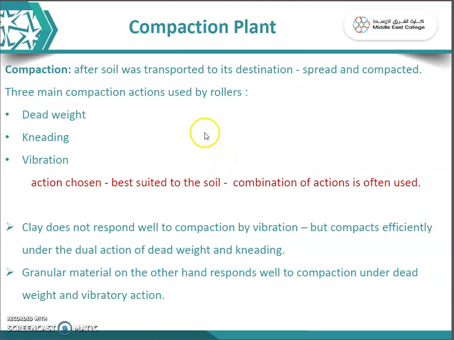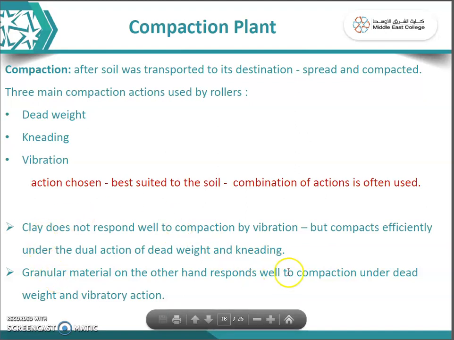Then coming to compaction, we have various types of compaction methods here: dead weight, kneading, and vibration. The action will be chosen according to the best suited soil, and sometimes there might be a combination. You can see here, if it is clay, it will not respond to compaction by vibration, but it compacts efficiently under the dual action of dead weight and kneading.